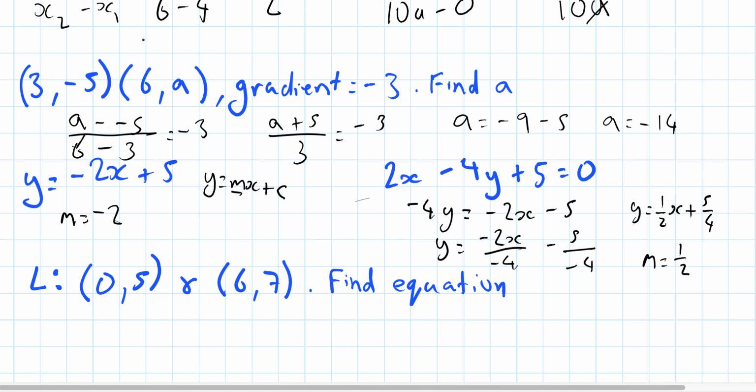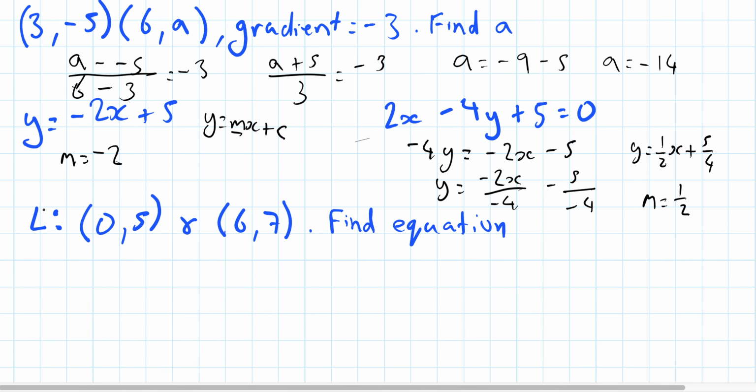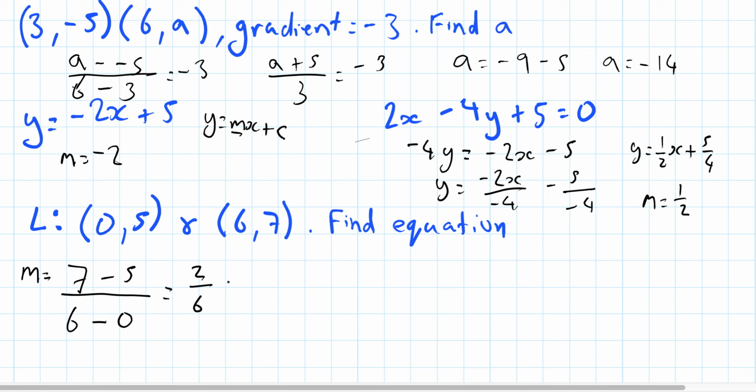Okay, so that's gradient from coordinates and from the equation. Now, we've been given a question: a line goes through the coordinates 0, 5 and 6, 7. Find the equation. So first what I'm going to do is work out the gradient. m equals y2 minus y1, 7 minus 5, over x2 minus x1. So that gives me 2 over 6, which equals 1/3. So that's my gradient.